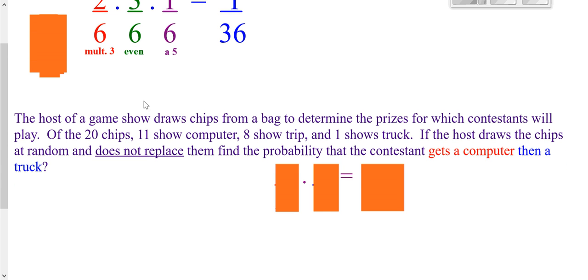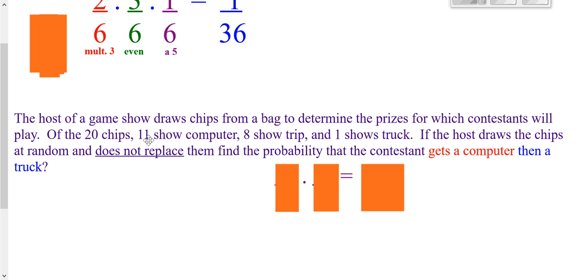So down below here we have a game show host that draws chips out of a bag to determine the prizes that a contestant will play for. He has 20 chips, 11 show computers, 8 trips and 1 truck. So if the host draws the chips at random and does not replace them, what's the probability that they'll get a computer, then get a truck? So it's a certain order.